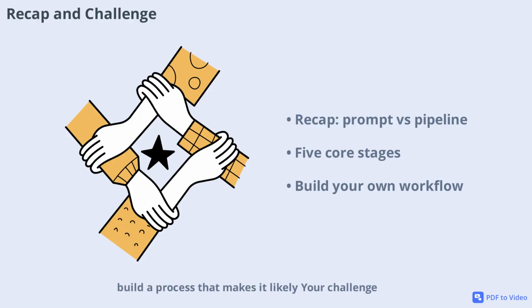Your challenge: take one weekly task and build a pipeline for it. Break it into steps, give each step a clear role, review and improve the result, and save the workflow as a template. That's how you move from prompts to pipelines and engineer your own expert AI workflows.